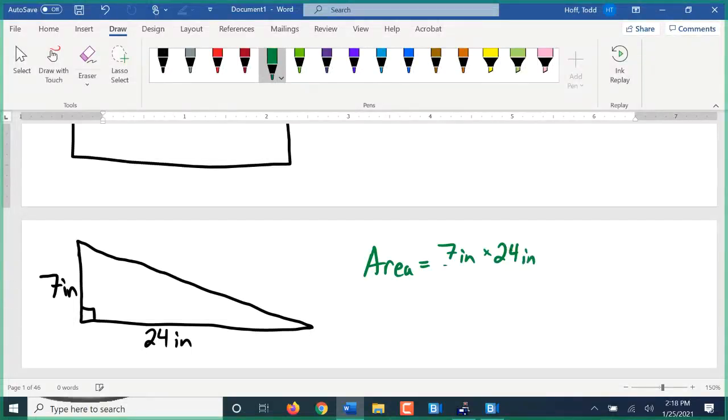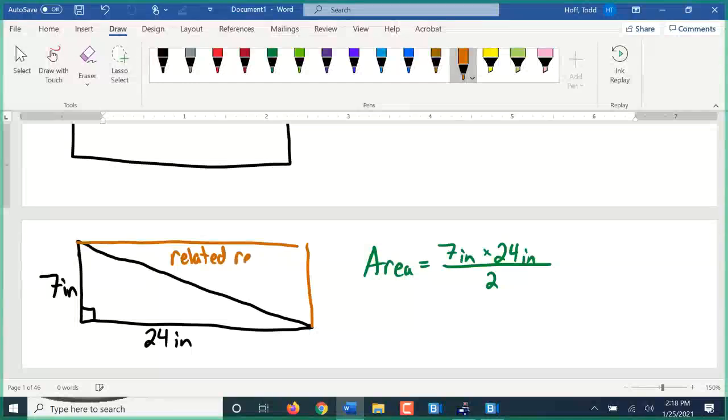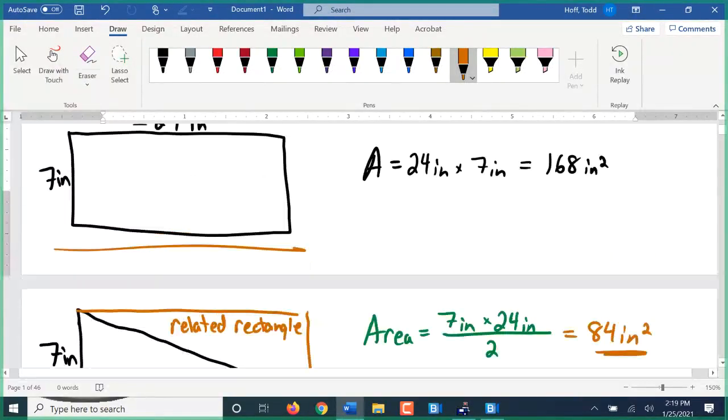You're welcome. So we got 7 inches times 24 inches divided by 2. And you said it exactly on the head. It's half of a rectangle. In fact, that's how it's defined. All areas are actually defined as being a rectangle. This is half of what we call the related rectangle. The related rectangle is the rectangle that triangle is cut out of. It is literally half of it. 7 times 24 was 168, divided by 2 is 84 square inches. It's half of this related rectangle up here.